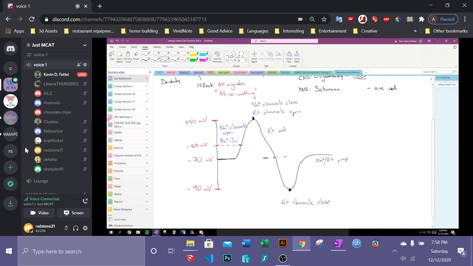So let's make sure that we're not getting things confused. We've got individual sodium channels, we have individual potassium channels, and these are different from the sodium potassium pump, which we'll talk about in just a moment. So the sodium potassium pump is not the same thing as these individual sodium and potassium channels. Don't get it twisted.